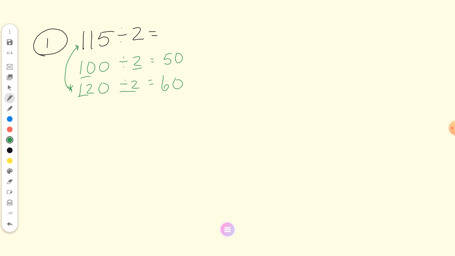So our answer would be close to 60 if we divided this out properly, but it would be between 50 and 60. So our answer might be like 58.6 or something like that. Our actual answer would be between 50 and 60, but closer to 60 than it would be to 50.